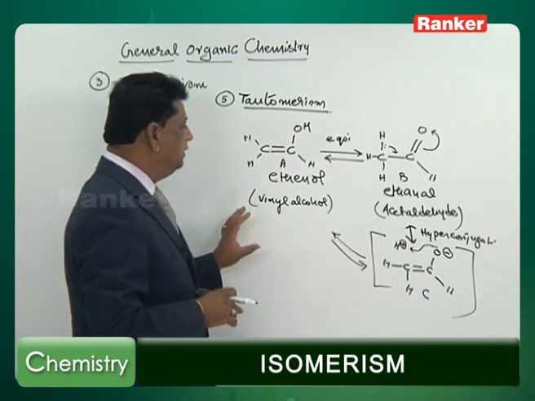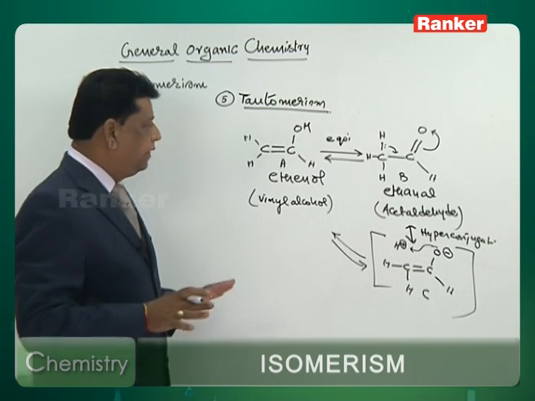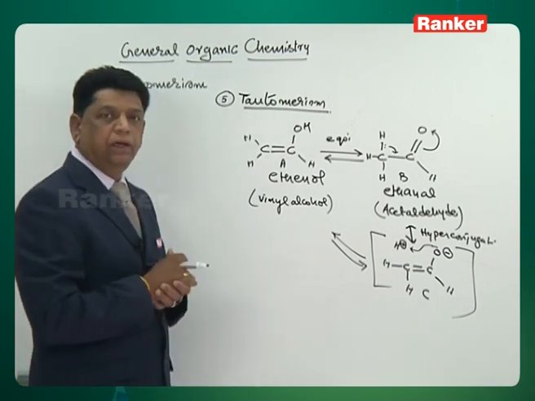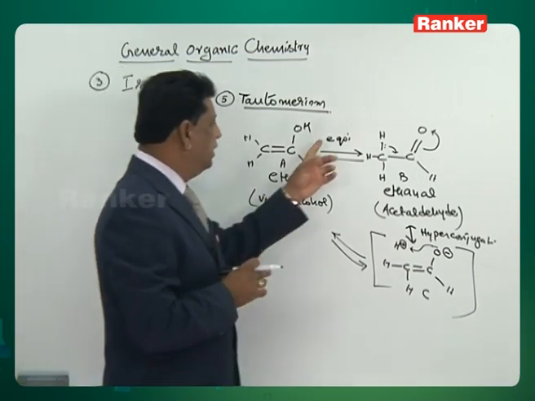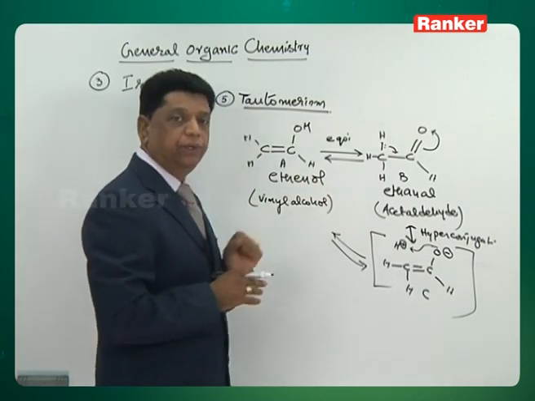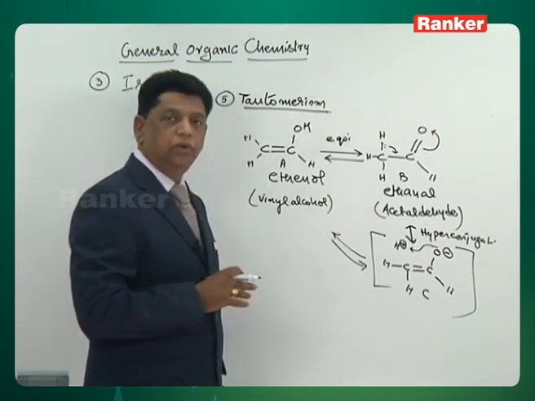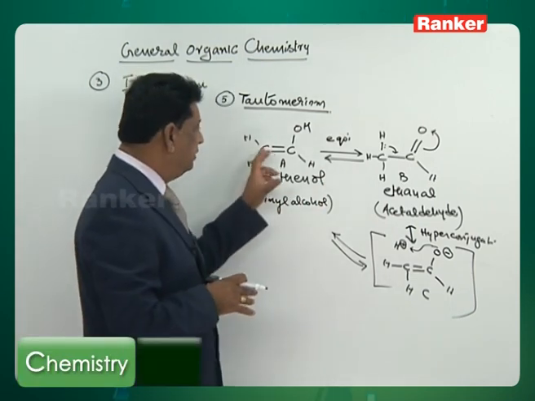So like this, A and B are two functional isomers, no doubt, and they are in exchangeable equilibrium. Equi stands for what? Equi means equal. We think both are in the same ratio. But if you come to reality, aldehydes and ketones are more stable when compared with this type of enols.